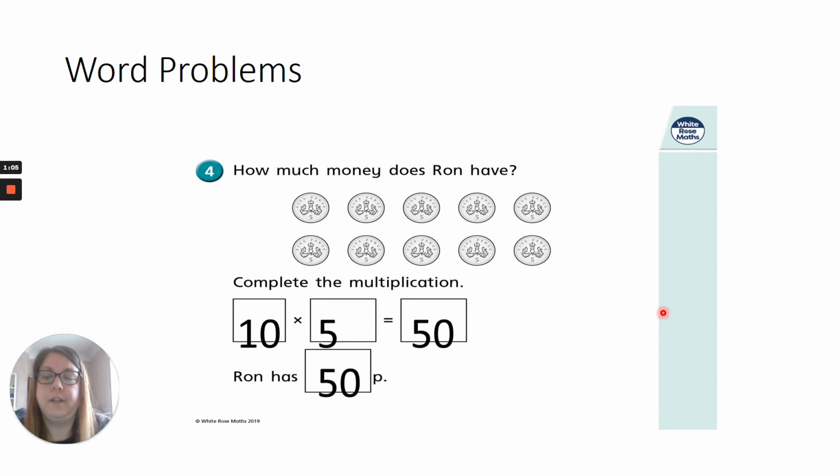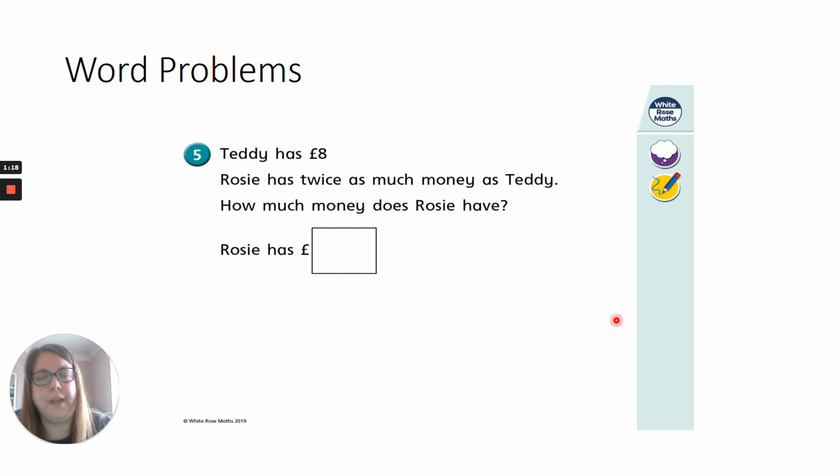So we've got 10 lots of 5, which equals 50, because they're in 5. So it's 5, 10, 15, 20, 25, 30, 35, 40, 45, 50. Fantastic. Well done if you wrote that down. Next one then.